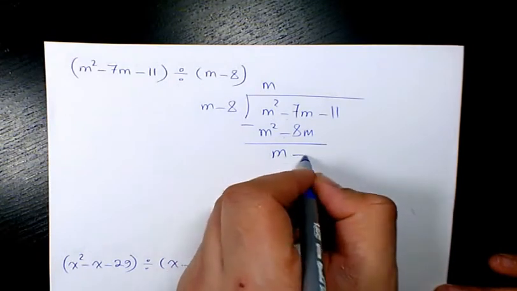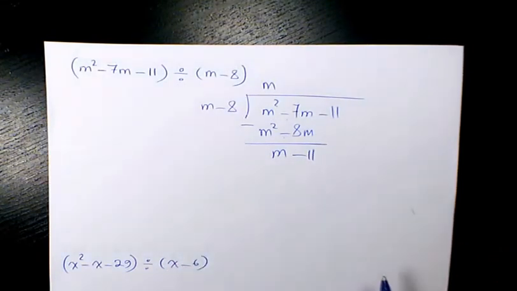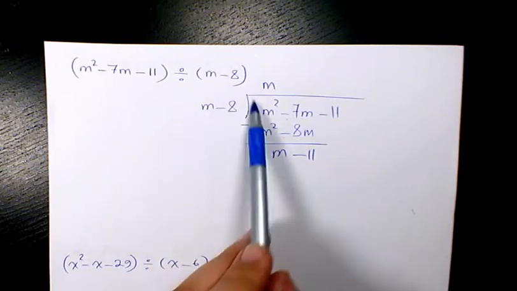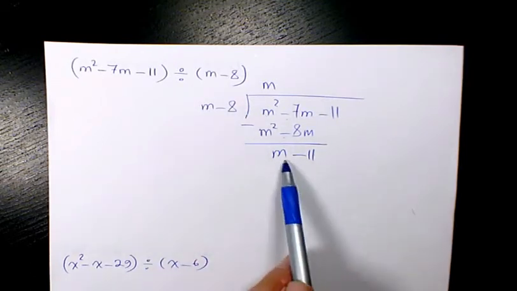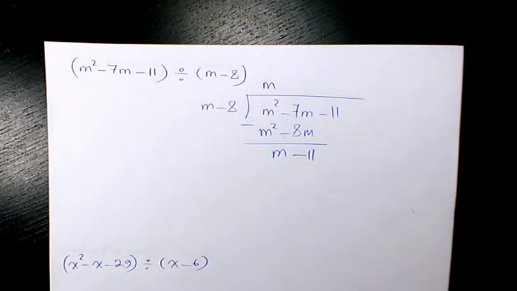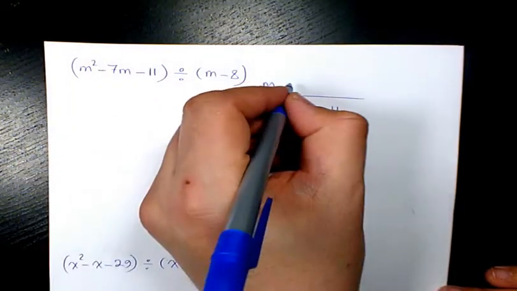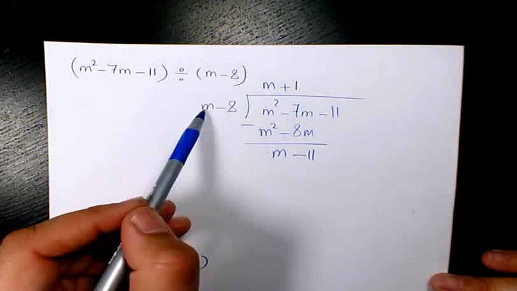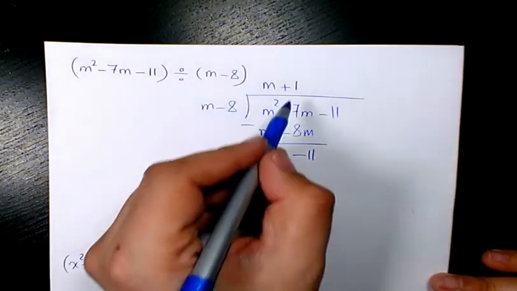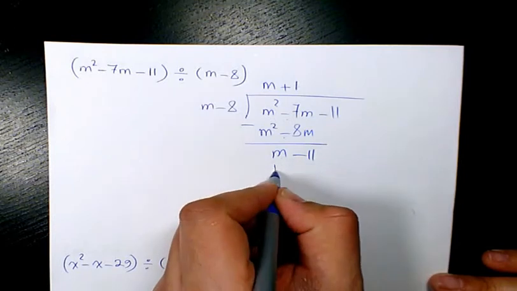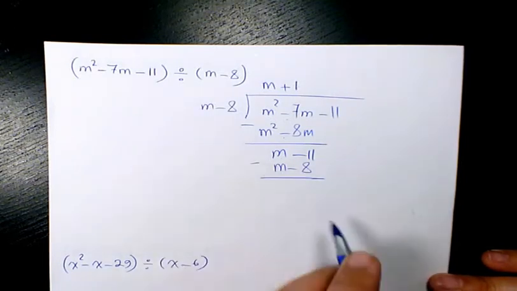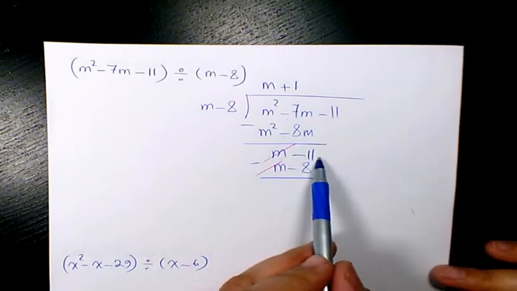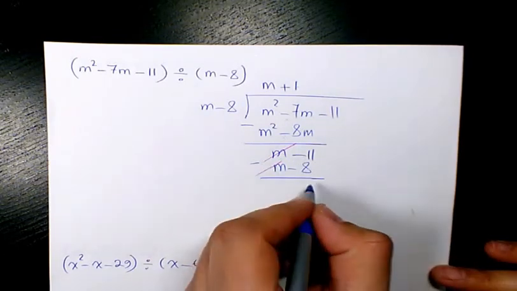You need to bring that number down, m minus 11. Why? Because you need to always have two numbers here. Why? Because we have two numbers as divisor. M minus 11 divided by m minus 8. We have just 1 because we need to consider always the largest exponent. M divided by m is going to be just 1. 1 times m minus 8 is going to be m minus 8. When you subtract it, these two cancel out, and this one is going to be negative 11 minus negative 8 is going to be negative 3.